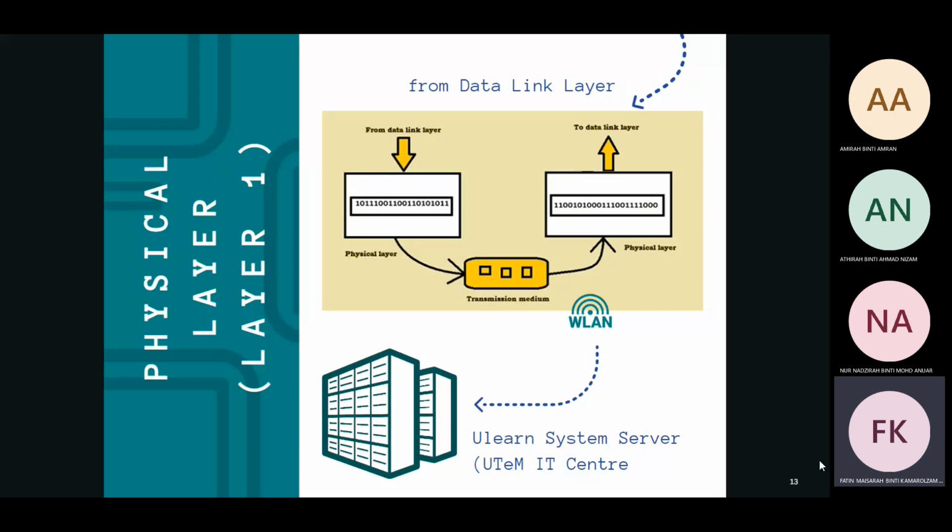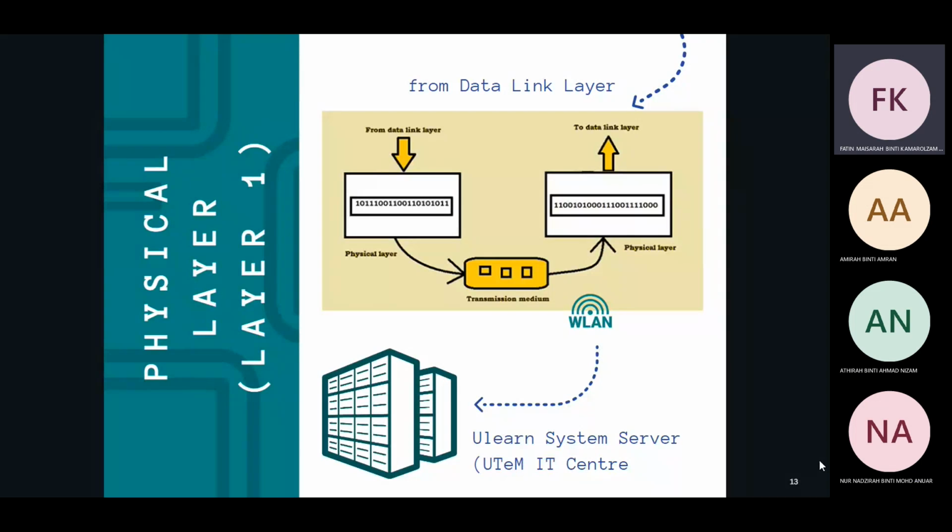Thank you, Amirah. So I will share how data travels through layer 1, which is the physical layer. The frames will be converted to a bit stream of 0s and 1s and sent through a physical medium, which is the WLAN. Then the data will be stored in the online learning system server that is located in the UTEM IT Center.